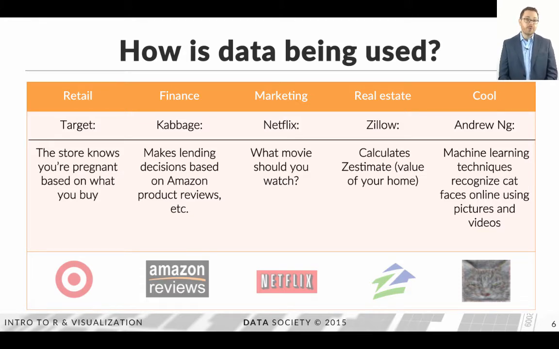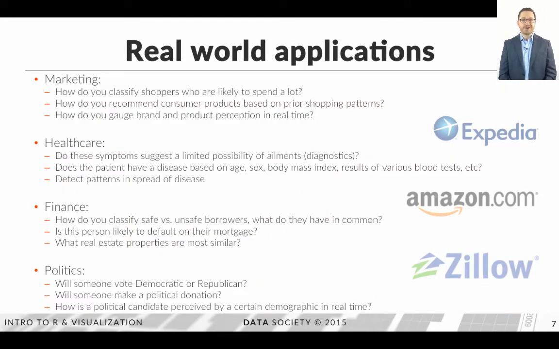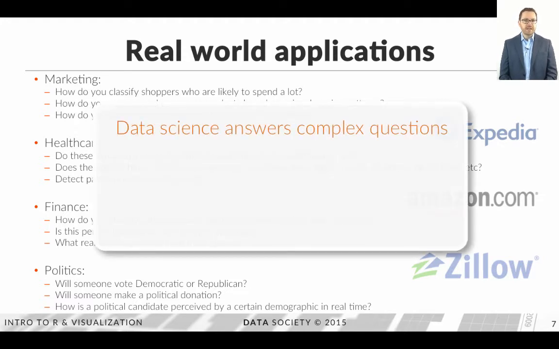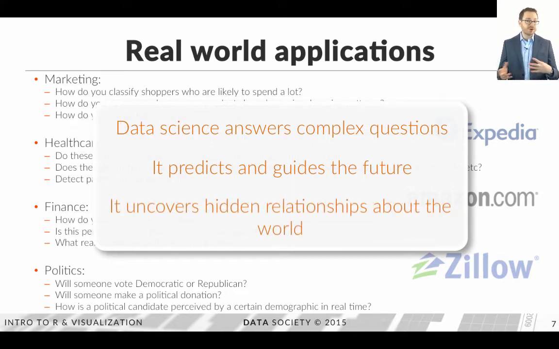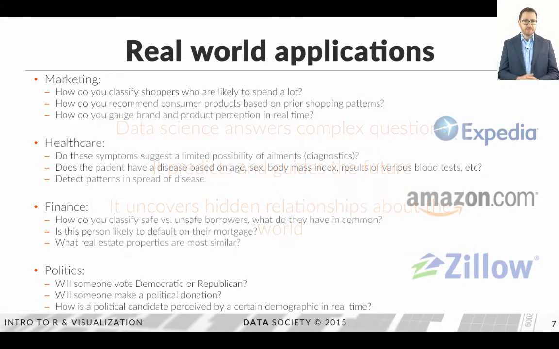Here are a few more real-world applications. From marketing and healthcare to finance and politics, data science is used to answer complex questions. Experts in all of these fields are trying to predict and guide the future. How will people behave? What will they do? What will cause a disease or an outbreak? And what are the forces that determine the pricing of housing and other items? What will happen to the economy? What makes data science so fascinating is how its applications can uncover the hidden relationships about the world, how it can predict people's behavior and lead to better decision making.